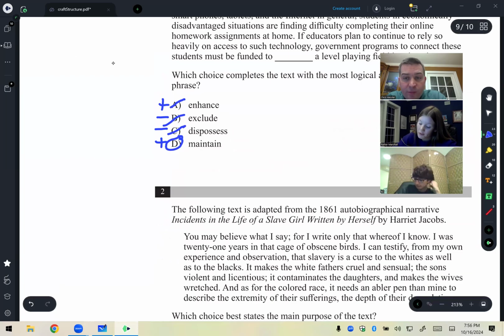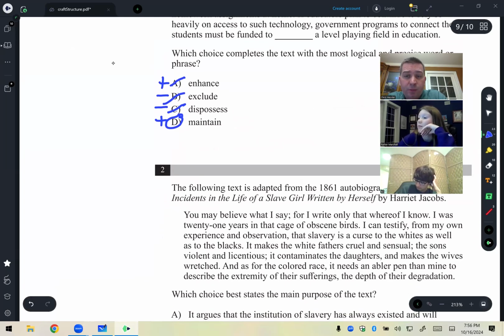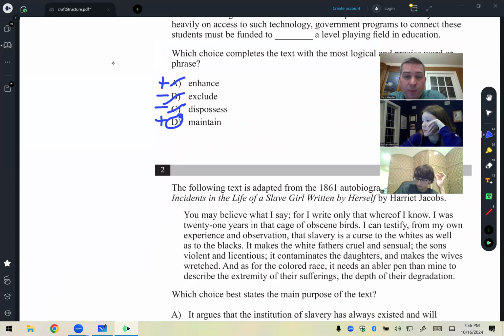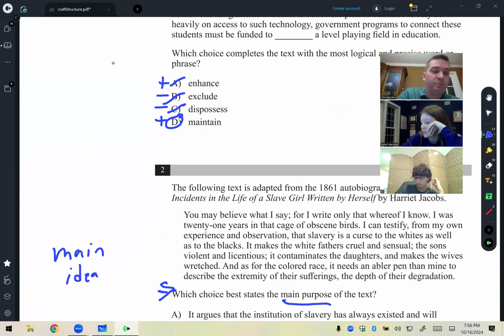So here we have some autobiography. This is from Incidents in the Life of a Slave Girl, written by herself. All right, so I'm going to read this excerpt from the autobiography. And I always just kind of look at what we're looking for. They want to know the main purpose of the text. This is very similar to a main idea question, just a little bit different. Purpose. Okay, let's take a look.